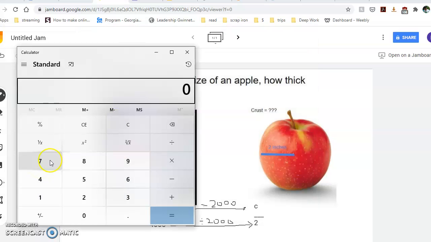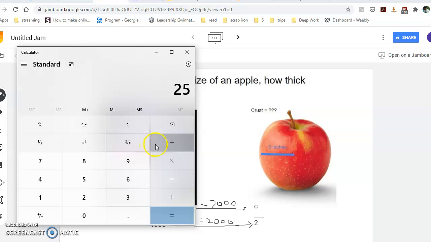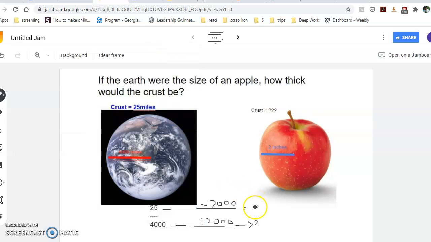Calculator. 25 divided by 2,000 is that. It's a little more than 1/100th of, in this case, as the apple is in inches, 1/100th of an inch. If I round it, essentially it's 1/100th of an inch.